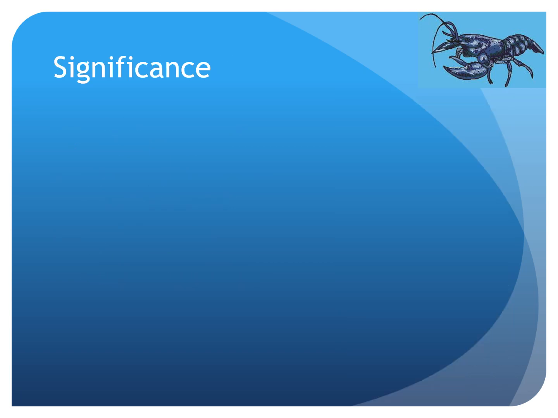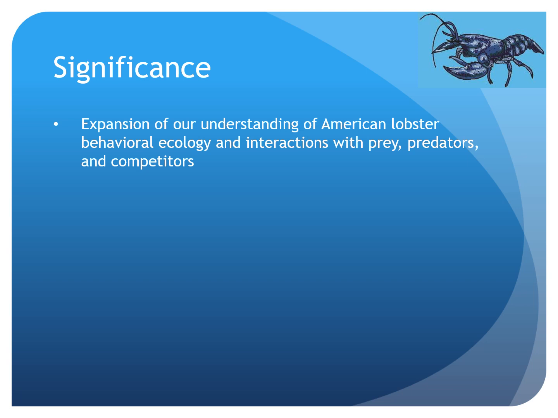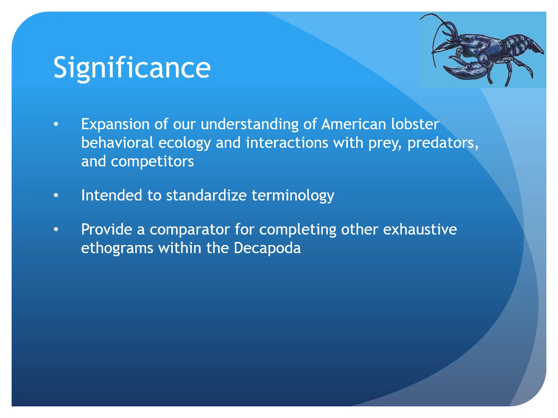Even so, as it stands now, the comprehensive ethogram will help expand our understanding of the ecological role of the American lobster within its nearshore ecosystem. And by incorporating both published and novel behaviors into a single ethogram, and by consistently using anatomical terms, future ethogram terminology will also become more standardized.